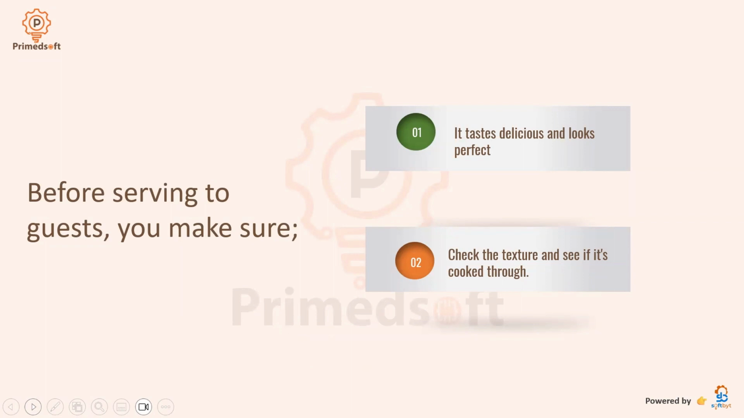So before serving to your guests, you make sure it tastes delicious and looks perfect, right? You check the texture to see if it's cooked thoroughly. You want to make sure that it's properly cooked. So that is what you do. And there are so many other things you want to do.